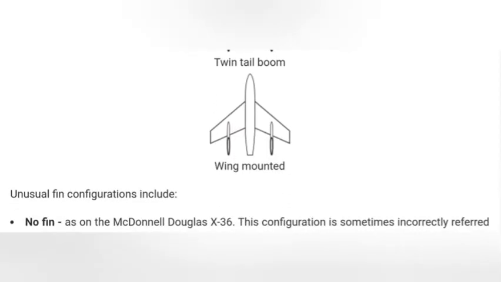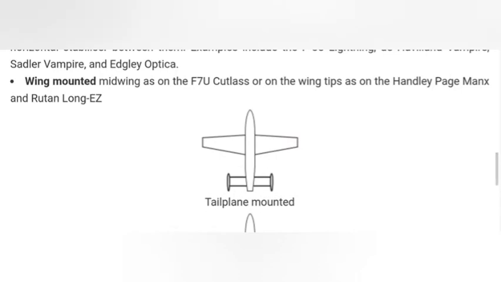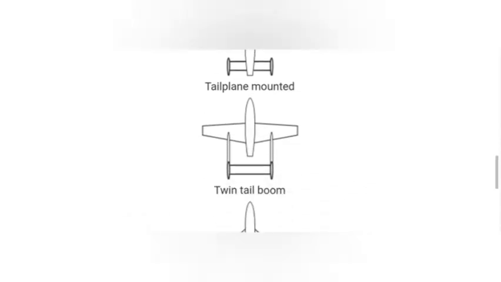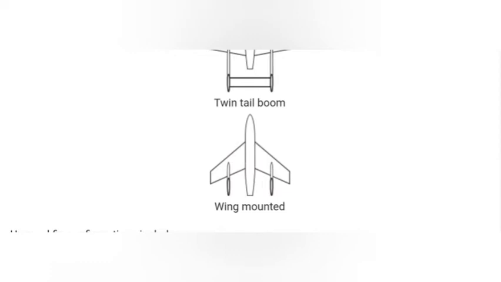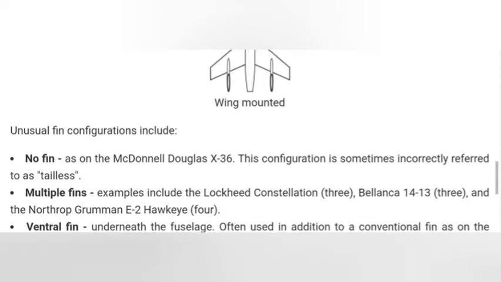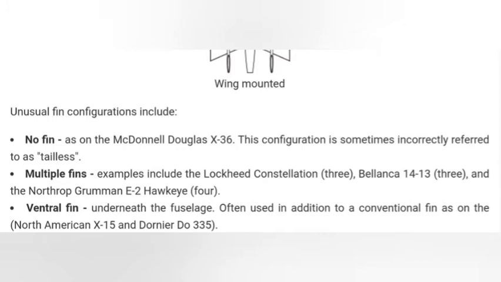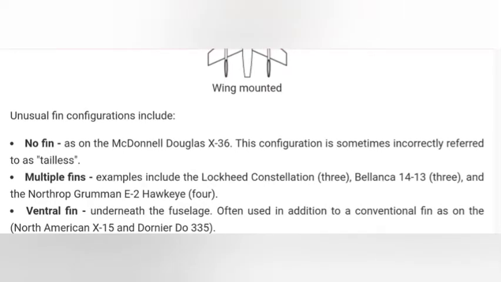Wing mounted means the fins are attached at the tips of the wings on either side. Usually fin configurations include no fin, as on the McDonnell Douglas X-36. This configuration is sometimes incorrectly referred to as tailless. Multiple fins. Examples include the Lockheed Constellation, Bellanca 14-13-3 and Northrop Grumman E-2 Hawkeye.